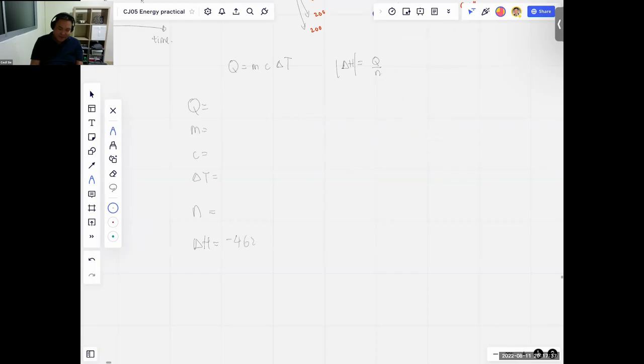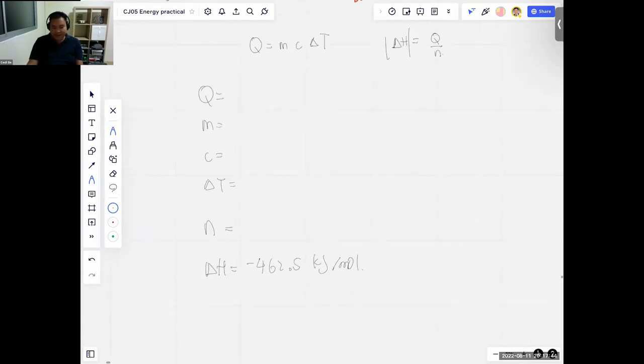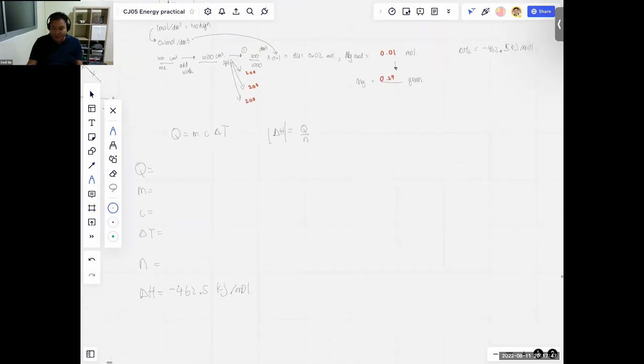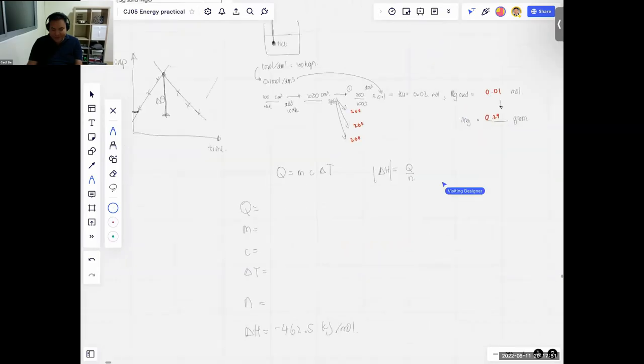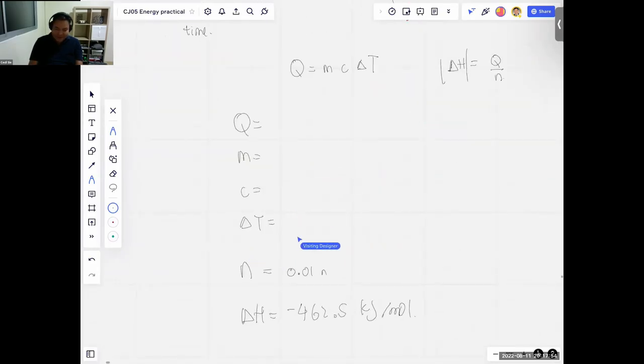Negative 462.5 kilojoule per mole. Then the mole here is 0.01. Correct? Calculate Q. Calculate the heat energy. This is joule per gram. Calculate Q here using this formula.